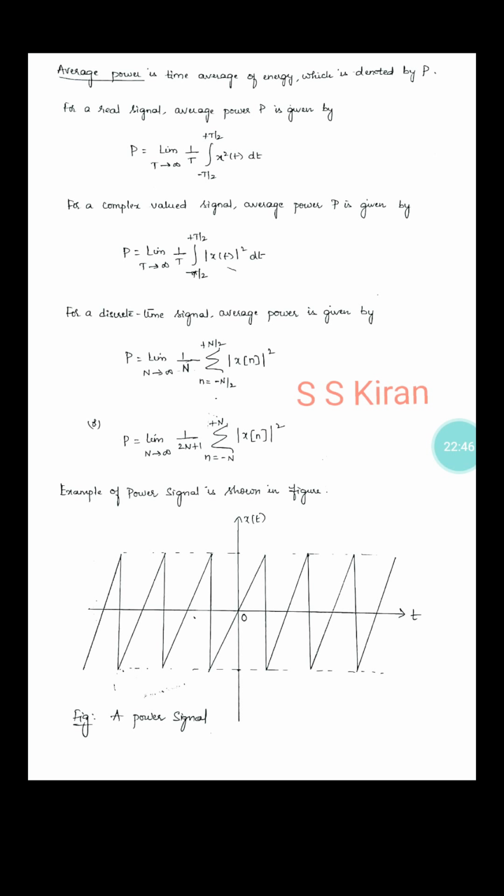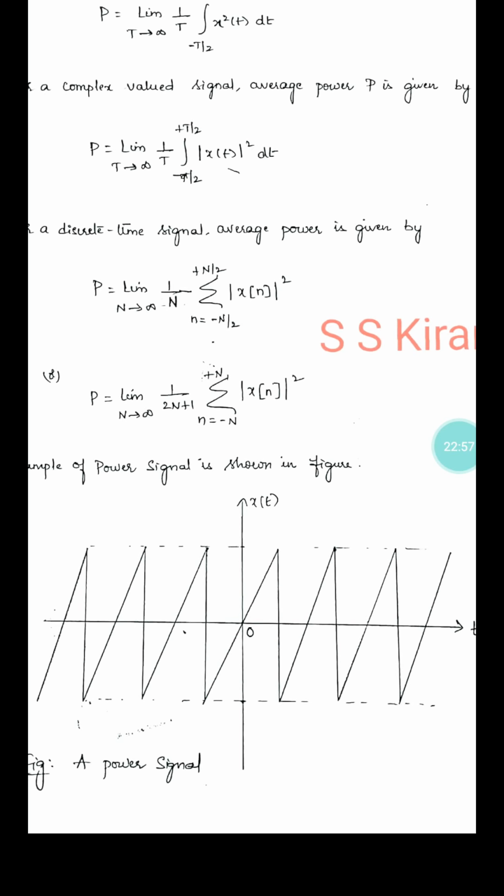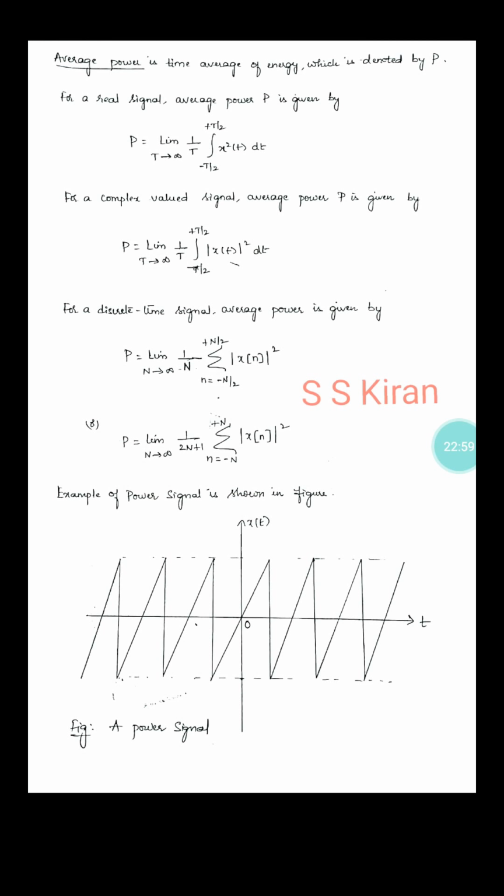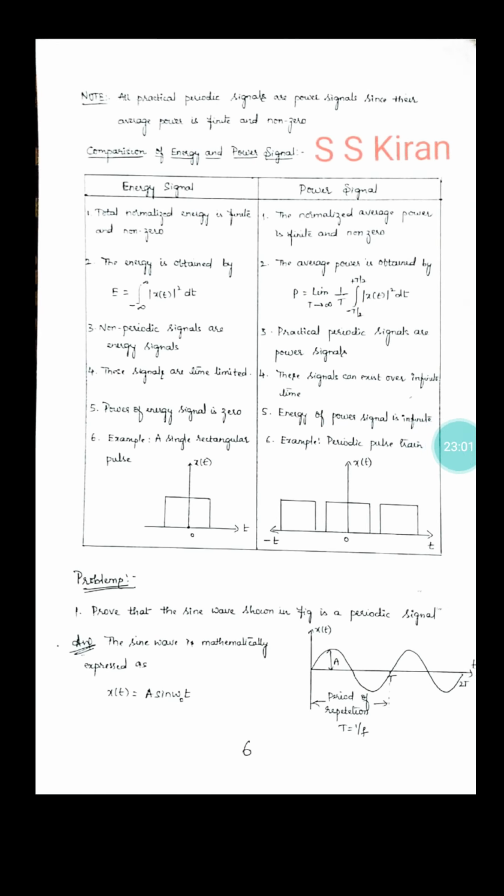That's fine. If it is discrete, we can write the summation from n equal to minus N by 2 to N by 2 of x of n whole square. You can observe a power signal in the following figure shown, right? This is an average power signal.